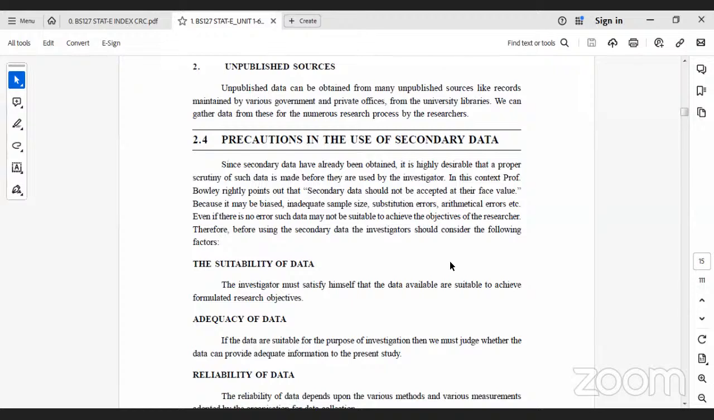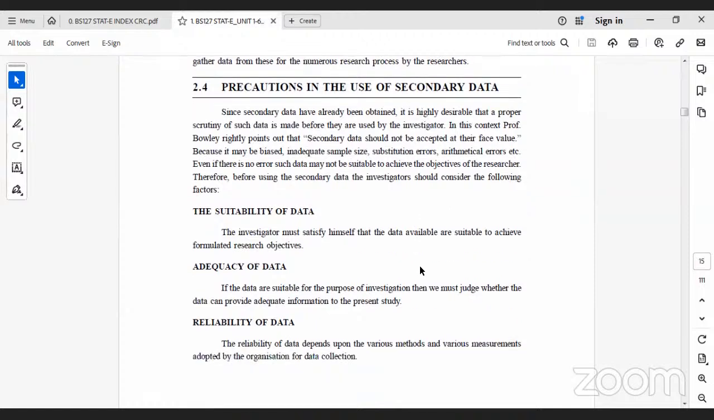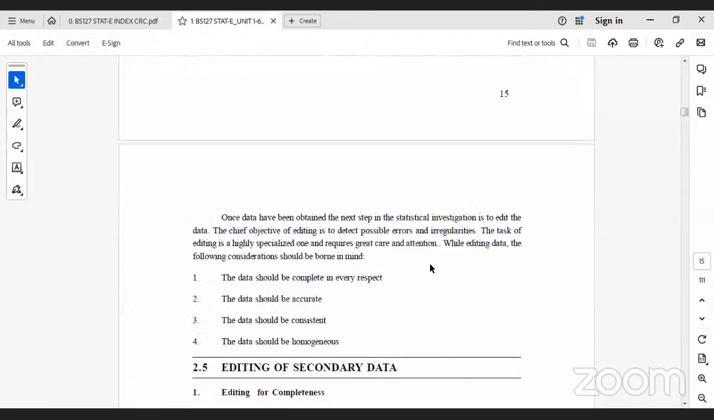The suitability of the data: the investigator must justify that the data is suitable for the actual research objective. Adequacy of the data: the data must be suitable for the purpose of investigation, and he must judge whether the data can provide adequate information for the present study. Reliability of the data: reliability depends upon the various methods and measurements adopted by the organization in data collection.